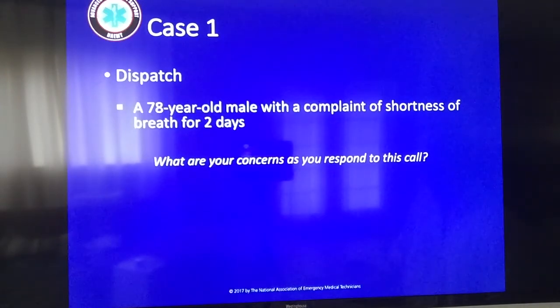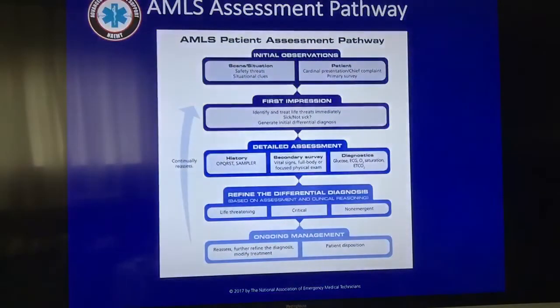You have a 78-year-old male patient who complains of shortness of breath. We want to look at how they're positioned. We want to get their general impression. We want to try to figure things out. Are there any other clues we can use? Here we use our pathway as we go through the rest of the case.